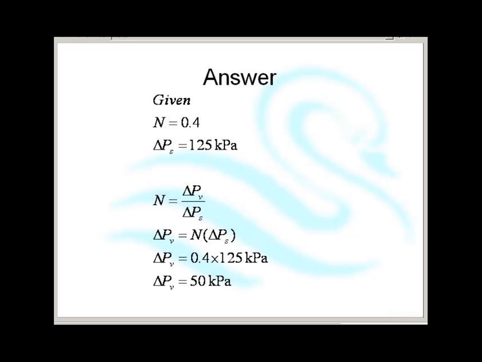Now, the easy way to think about this is the authority is the proportion of the pressure which is dropped across the valve. If the authority is 0.4, that means 0.4 of the pressure, or 40% of the pressure, is dropped across the valve. That's the easy way to think about that. Give us a little smile when you're all happy to move on.